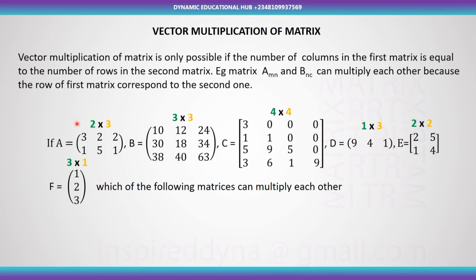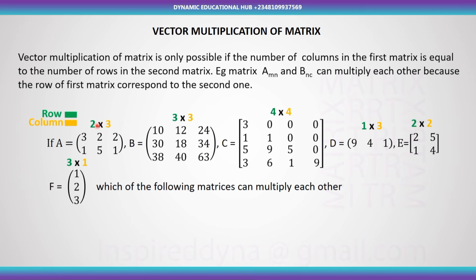Now the goal here is for any matrix to multiply each other, the column of the first one must correspond with the row of the second matrix. Now if I'm picking A, I want to check A. I'm using color green as my row here, and I'm using color yellow as my column. Which means that these two must be the same for any matrix to multiply each other.